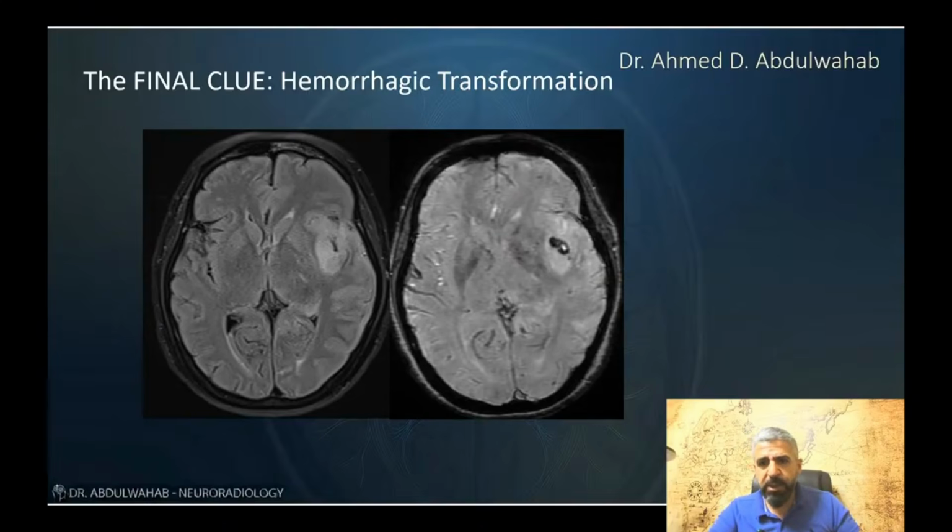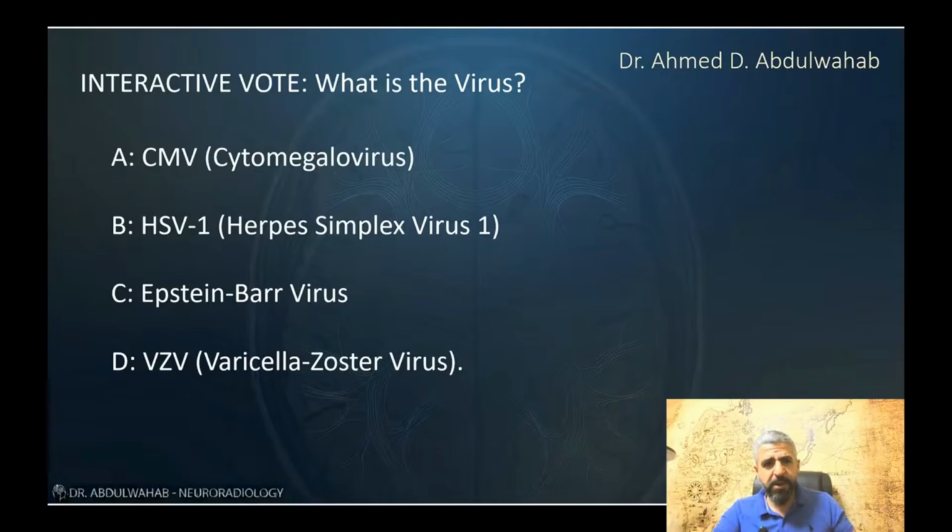Let's go to clue number 3, the hemorrhagic transformation. We did susceptibility weighted imaging. See those black dots? That is microhemorrhages. This virus doesn't just inflame, it can cause bleeding. The neighborhood, the cortical involvement, and the bleed, you have all the clues now. Is it A, CMV or cytomegalovirus, B, herpes simplex 1 virus, C, Epstein-Barr virus, and D, varicella-zoster virus? If you treat this with acyclovir immediately, you can save this boy.